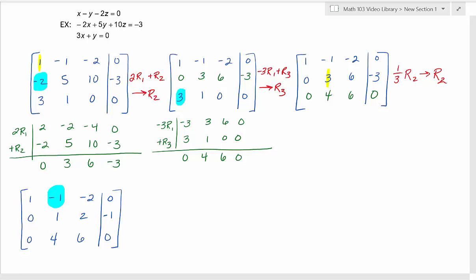I start by asking myself, what do I need to add to -1 to make it 0? That's going to be +1. That's our multiplier. The leading one in this column is located in row 2, so we'll be multiplying row 2 by that +1. We'll add it to the row that we want to change, and then we will have a new row 1.